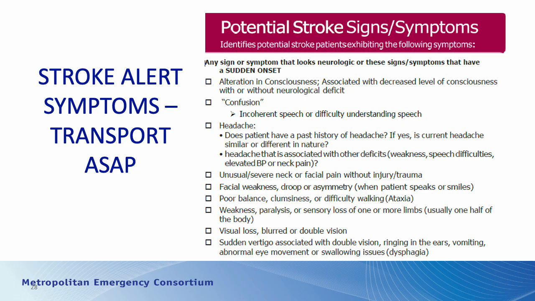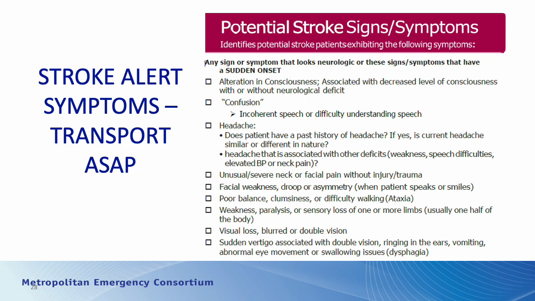Do they have a past history of migraines? Is this typical to previous, or is it different? If it's different, do they have any other symptoms such as weakness or speech difficulties? What's their blood pressure like? Are they having neck pain? Could they have a subarachnoid hemorrhage?